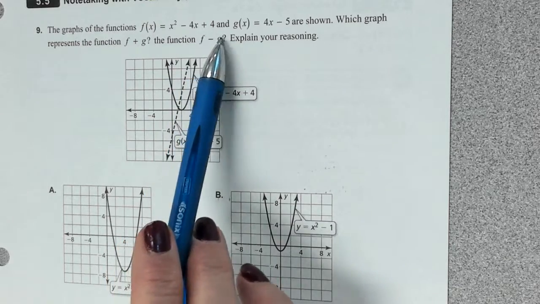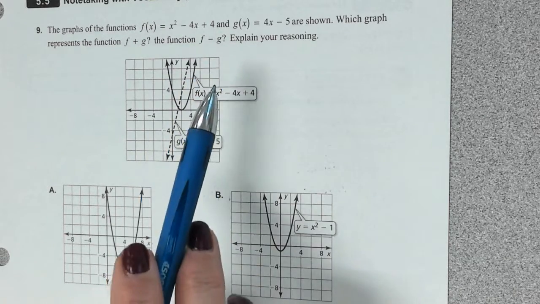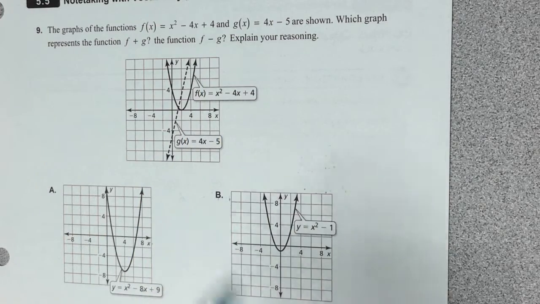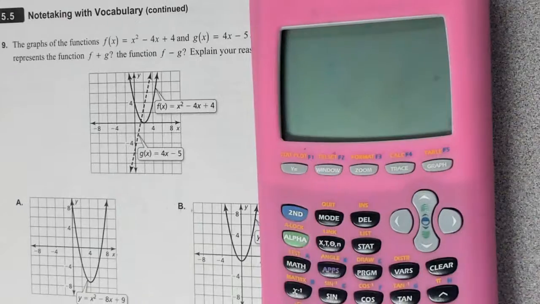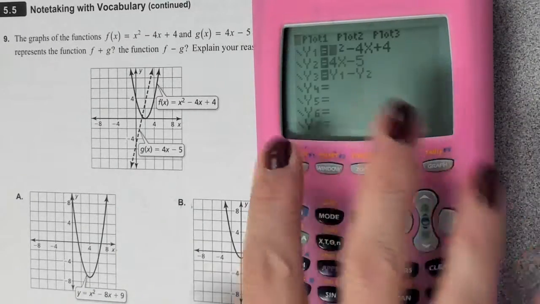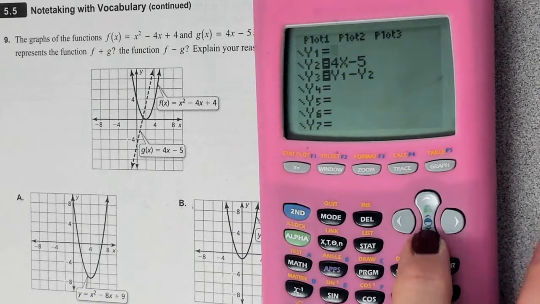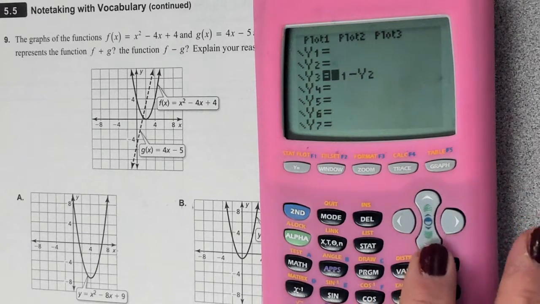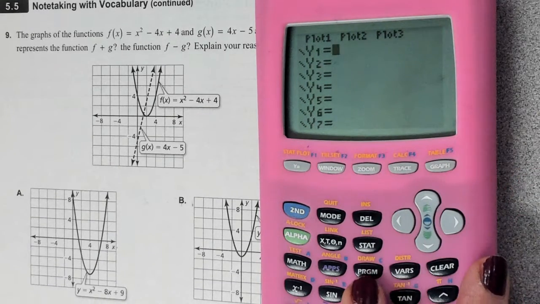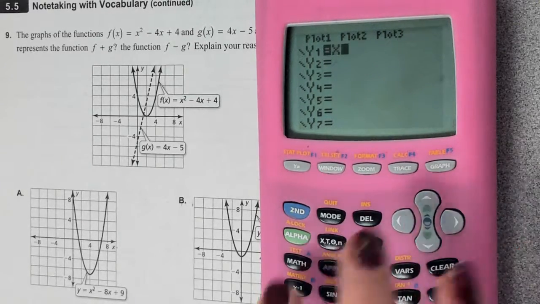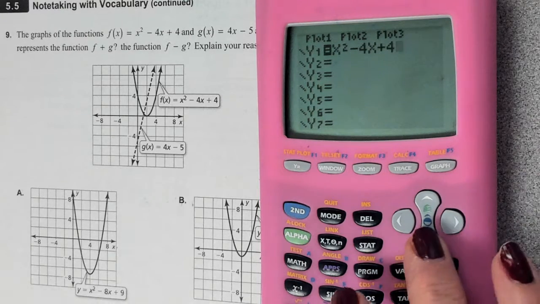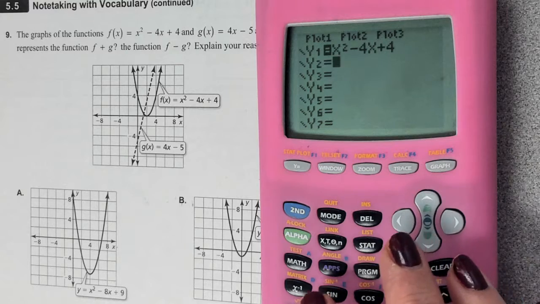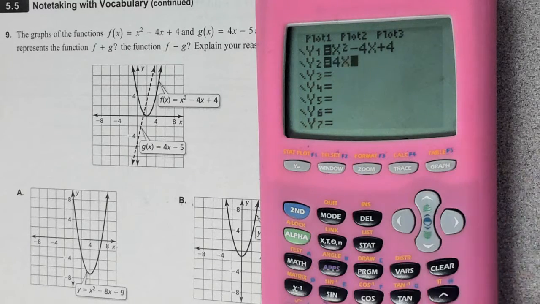If I wanted to find f minus g, what do I do with the two functions? Just subtract and see which one's correct. But I want to show you another kind of cool thing that you'll use later on in pre-calc and calculus. Here's another way you can do this. Go to your calculator. Everybody turn it on because I want you to practice doing this. Go to y sub 1 and put in the top function, so x squared minus 4x plus 4. And then in y sub 2, put in the g function, 4x minus 5.